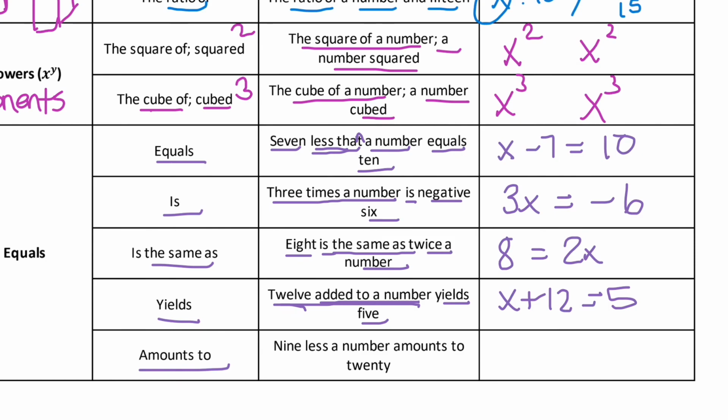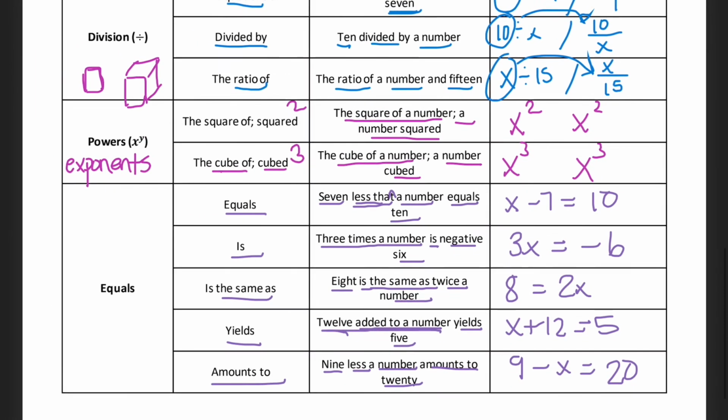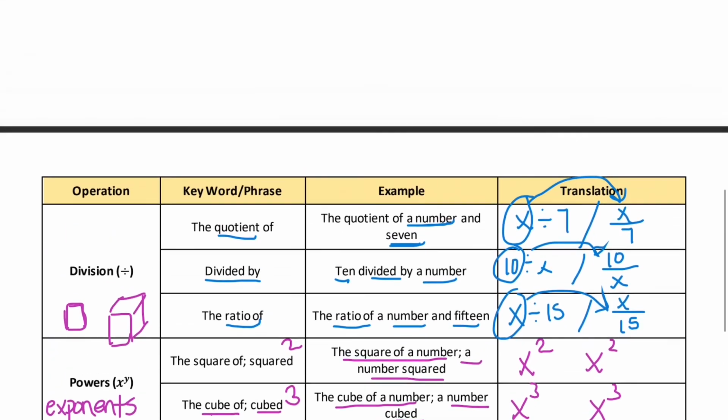And our last one, 9 less a number. So this one doesn't have the than, so you can go in order. 9 less a number amounts to 20. And there you go. There's all the zillions of ways that you can turn expressions into equations.